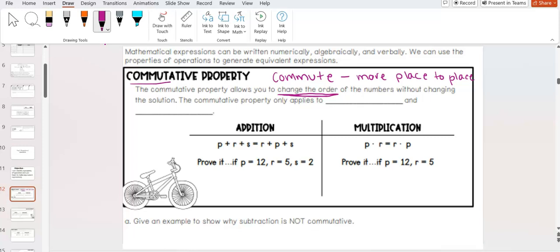But the word commute we use to say things like on my commute to work, which is like on my drive to work. Oh man, there's a lot of traffic on my commute to work. Oh man, this commute's gonna take me 3 hours. Things like that. So that's kind of how I remember it, but the commutative property allows you to change the order of the numbers without changing the solution. Commutative property only applies to addition and multiplication. I cannot use it with any other operation.